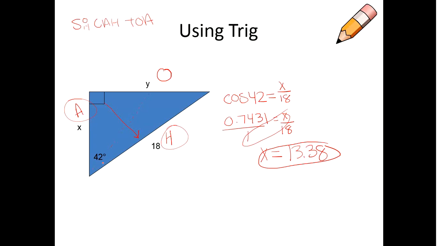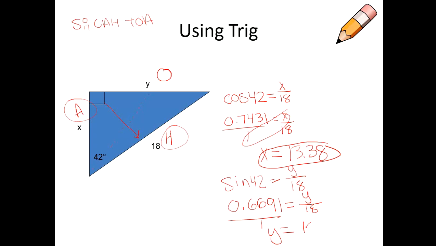Let's try to get y now. So it looks like, guys, I have O over H to get my y. So that's going to be O over H, sine. So I'm going to have sine of 42 equals y over 18. So the sine of 42, guys, is the same as 0.6691. Cross multiply again, I'll get y equals whatever 18 times 0.6691 is, which on my calculator tells me that's 12.04. So my x and my y are 13.38 and 12.04.